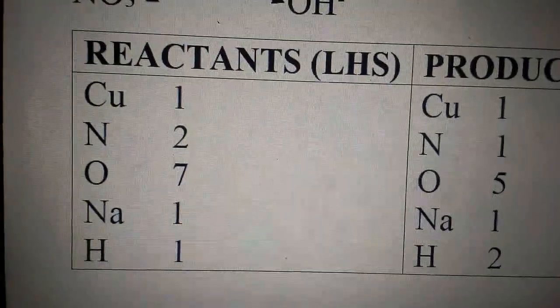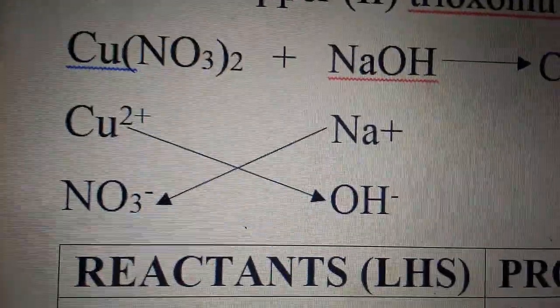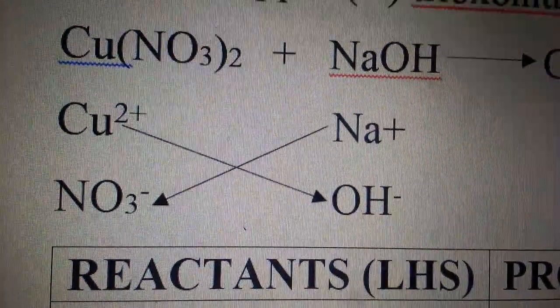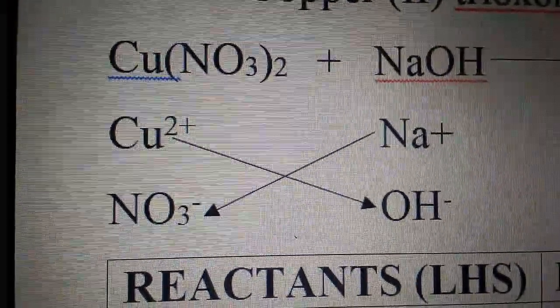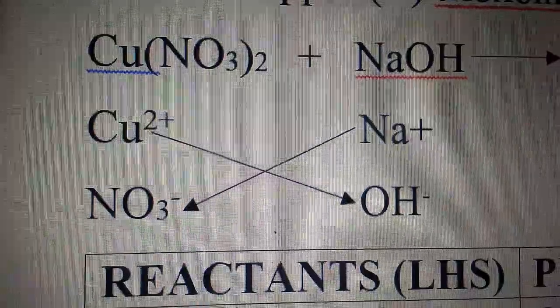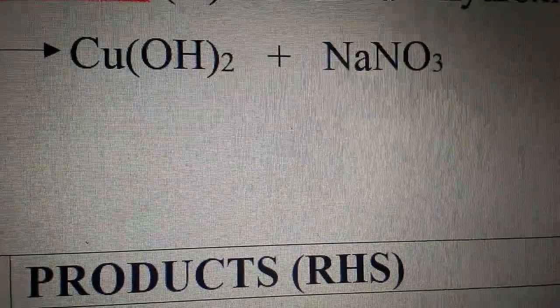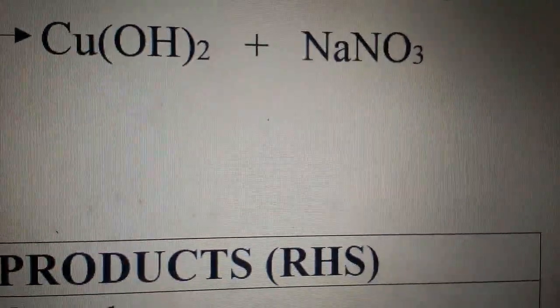Then nitrogen is 2 on the left hand side, 1 on the right hand side. We go to the table equation. We have on the reactant copper nitrate, you have 2 of nitrogen, that the 2 after the bracket multiplied by the 1 of nitrogen inside gives you 2 nitrogen. Then on the right hand side, nitrogen is only 1 on sodium nitrate, NaNO3.